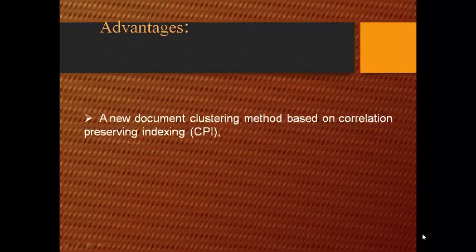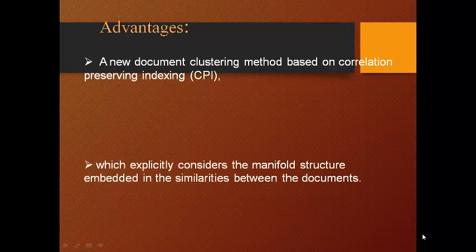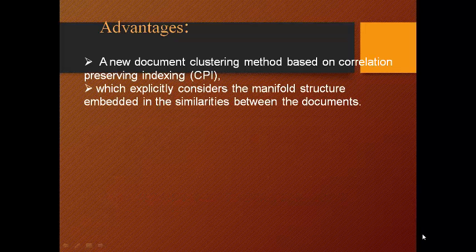Advantages of this system. A new document clustering method based on correlation preserving indexing, which explicitly considers the manifold structure embedded in the similarities between the documents.